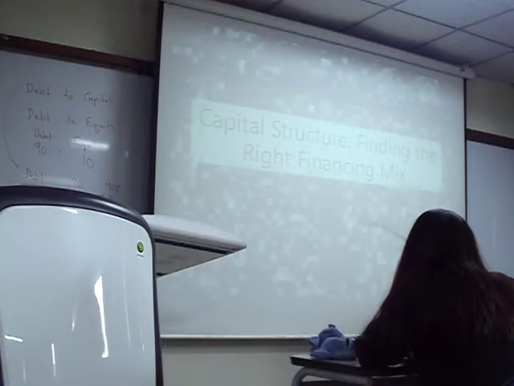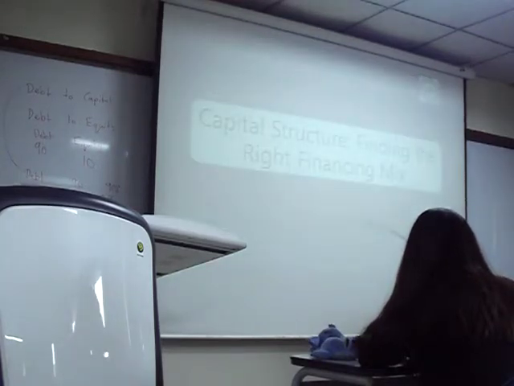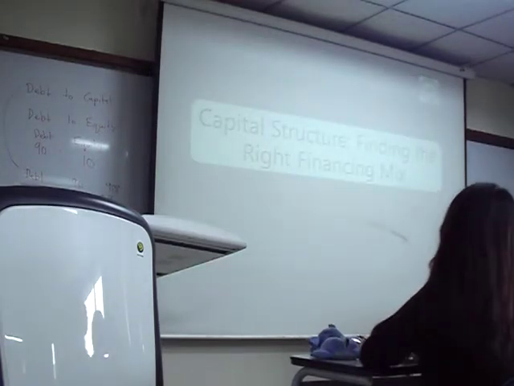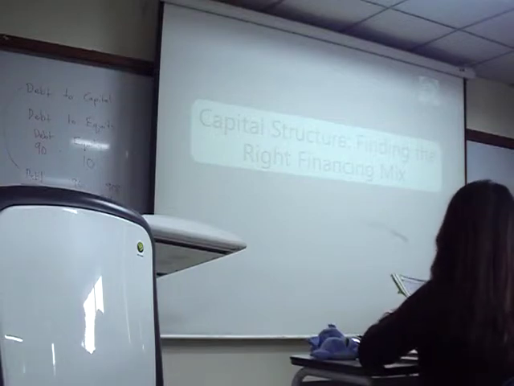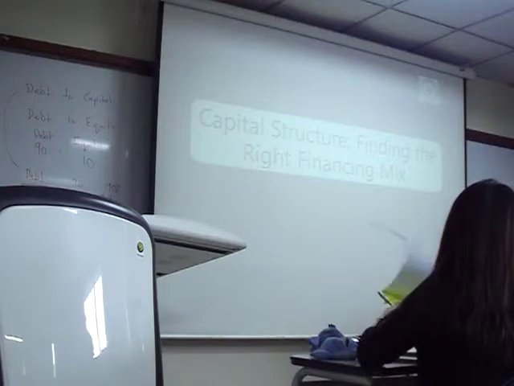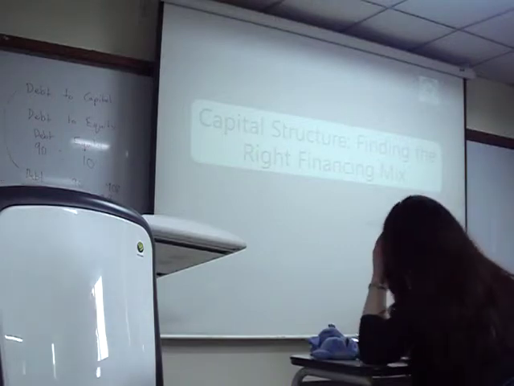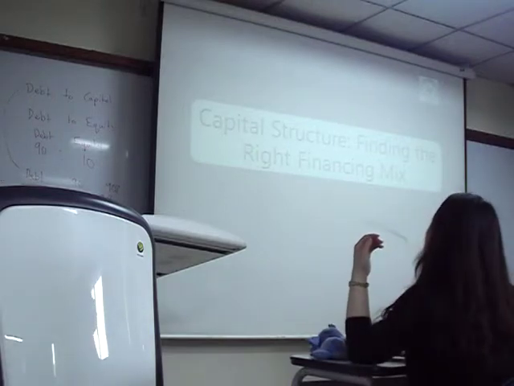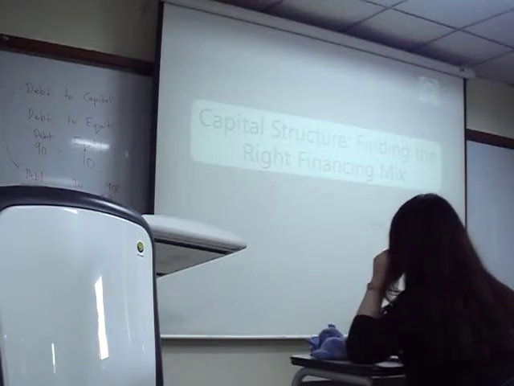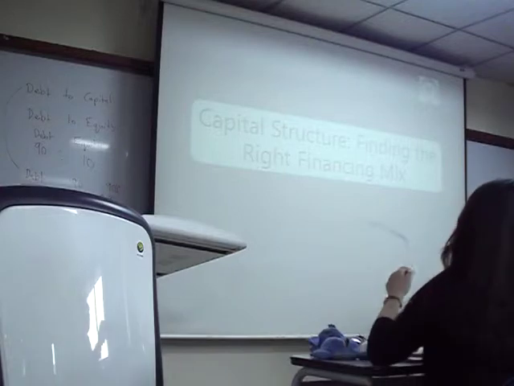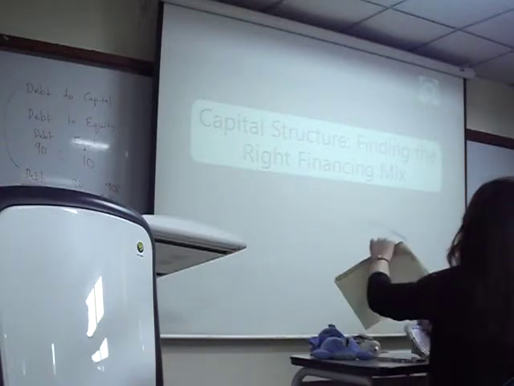So now we're going to talk about using the calculation to find out the best debt-to-equity ratio. So basically what we're going to do is find out at which percent debt and which percent equity is the cost of capital the lowest. Okay? Cost of capital is the weighted average of our cost of debt and cost of equity.